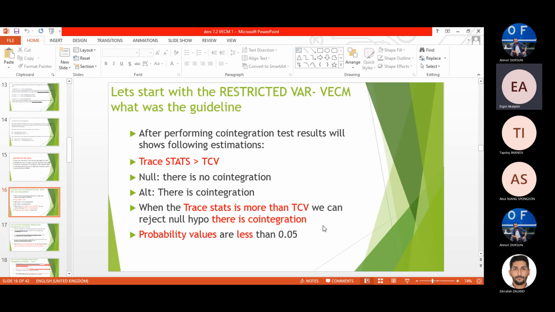The vector error correction model, what was the guideline? After performing the co-integration test, we will show the following estimations. As I said to you, the trace statistic will become higher than the test critical value. The null hypothesis is that there is no co-integration, and the alternative hypothesis is that there is co-integration. When the trace statistic is more than the trace critical value, we can reject the null hypothesis, there is co-integration, and the probability values are less than 0.05.